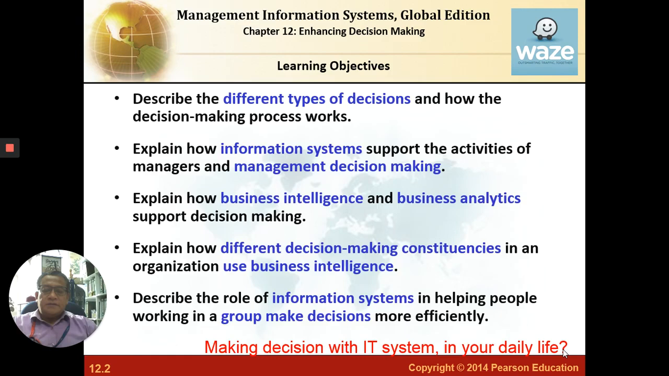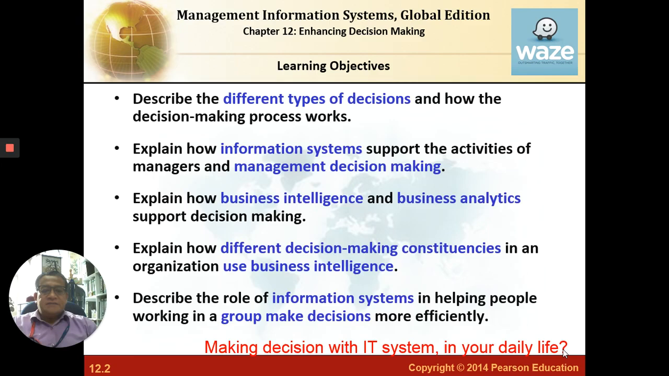I also need to explain a few different types of decision-making constituencies or areas in which managers use business intelligence. And I need to describe the role of information systems in helping managers work in a group so that they can decide more effectively.